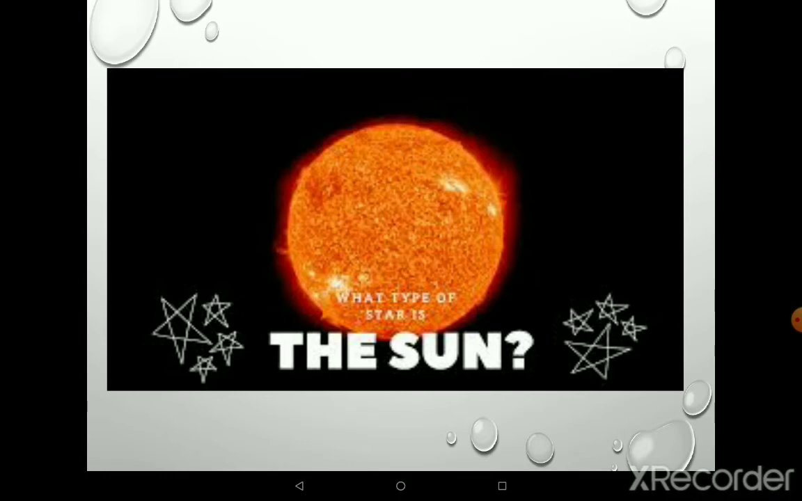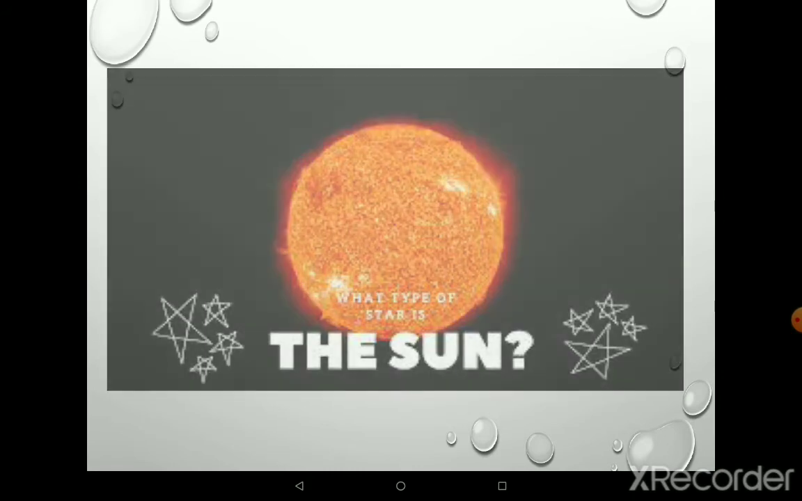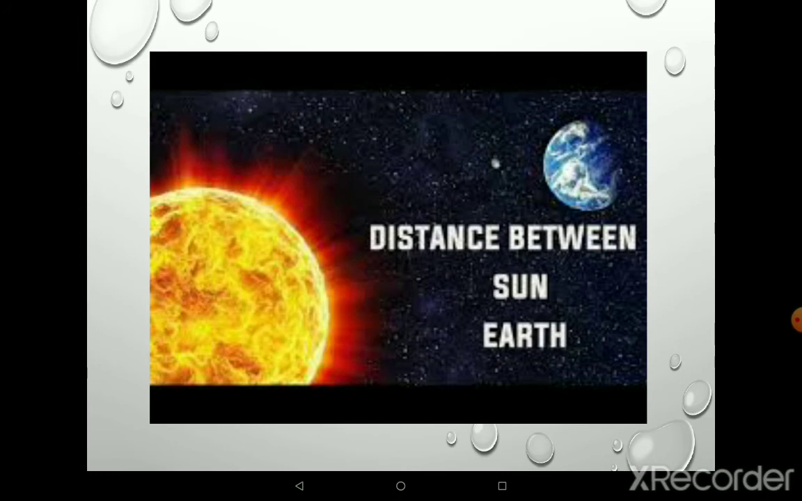Now compare this with the temperature at which water boils. You know the temperature at which water boils, 100 degrees Celsius. So compare 100 degrees Celsius to 5,500 degrees Celsius, means much greater. This great heat we cannot feel on the earth because of the great distance between the sun and the earth. This distance is about 150 million kilometers.